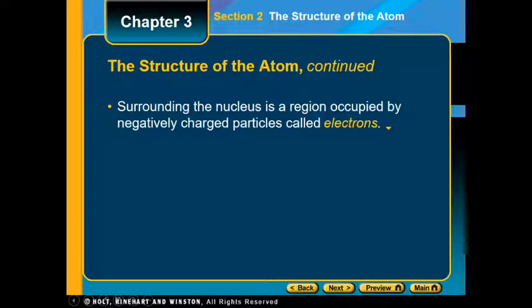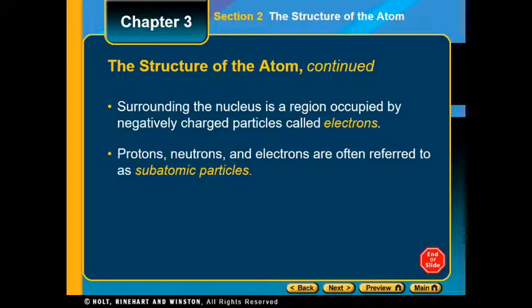Surrounding the nucleus are our electrons that are negatively charged, so another subatomic particle. And there's your definition of the different parts we're going to look at as subatomic particles, sub meaning under or within. So within the atom, we will look at protons, neutrons, and electrons.